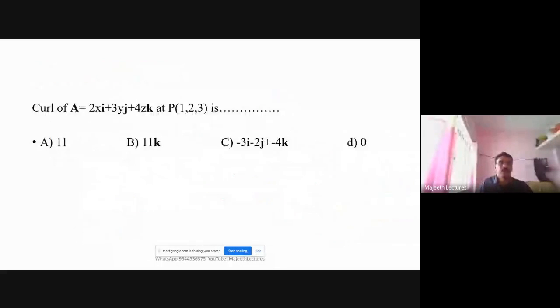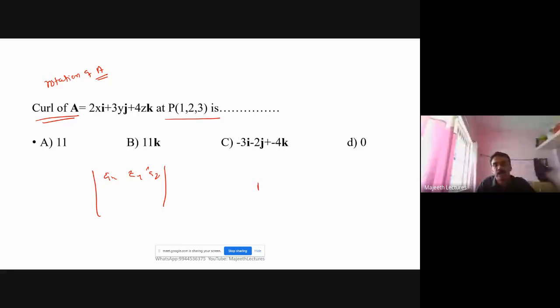Okay, here you see: find the curl of 2xi plus 3yj plus 4zk at P(1, 2, 3), right? So you know how to find it. What you do is all the mathematics, ax, ay, az and all, right? I told there is one shortcut to find the answer for this. We have to find the curl of A, that is, the rotation of A. But you see the vector. This vector is given as A equal to 2xi plus 3yj plus 4zk, right?